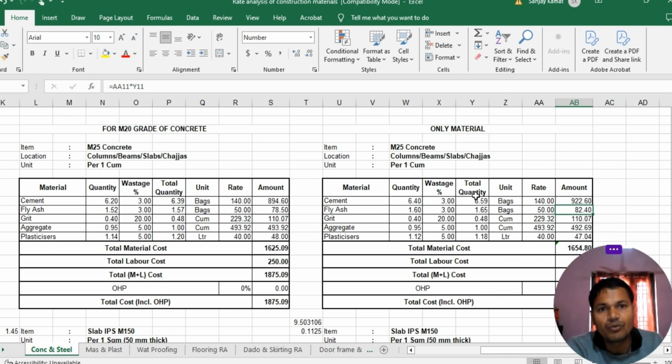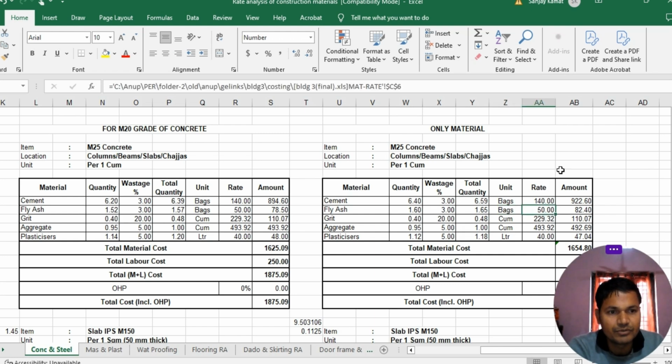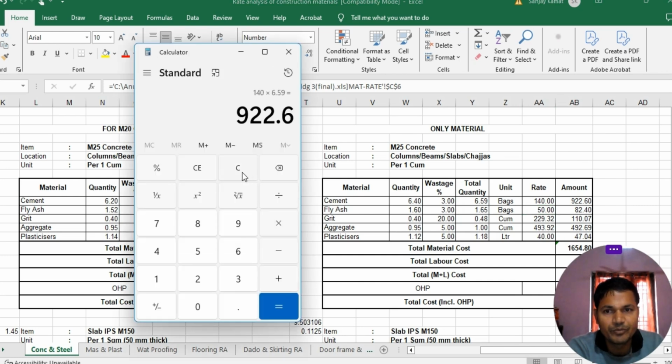Fly ash. Now we are going to do the rate analysis for the fly ash. The quantity we have taken for the fly ash is 1.60 volume. For wastage we have taken 3% only. And the total quantity you have to take for the fly ash is 1.65. The unit will be the same, since fly ash is always measured in bags. And the rate you have to take is 50. So this time you multiply 50 with 1.65.